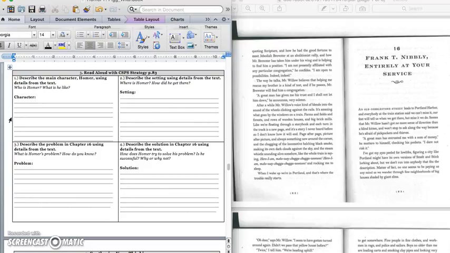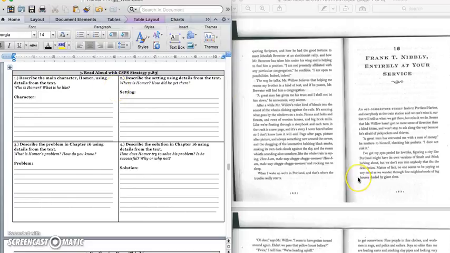So I'll say it again. Homer is traveling with Mr. Willow to New York to find Harold before Harold gets enlisted into the army. Press pause to write down your answer and play when you're ready for number 2.